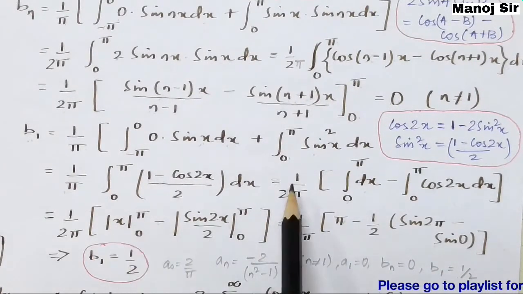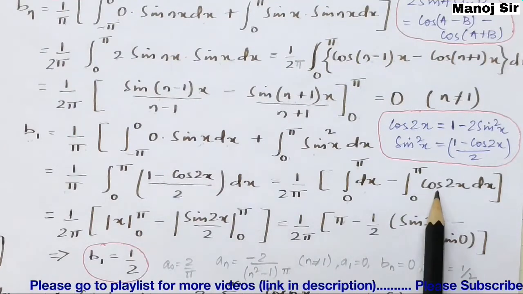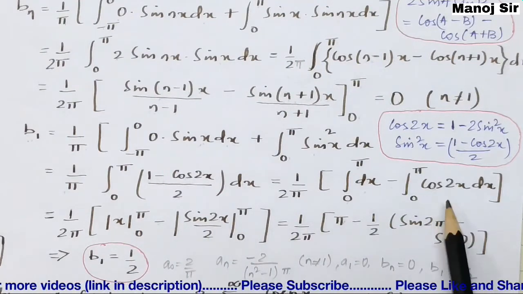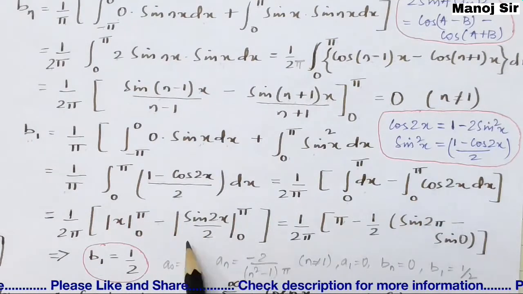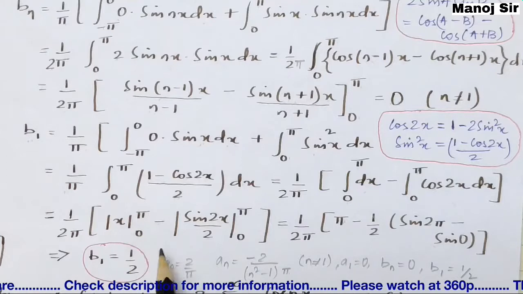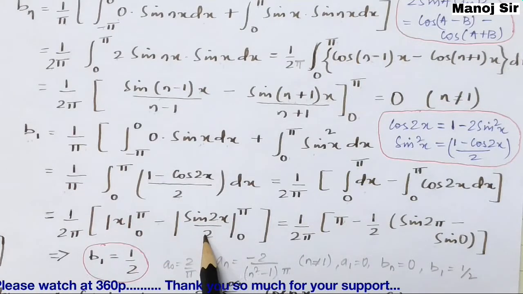here you are going to get x. 1 upon 2 pi is as it is. Here you will get x, limit is from 0 to pi. Here you will get sine 2x upon 2. Integration of cos is sine. Integration of dx is x. So x, limit is from 0 to pi. Here we have sine 2x upon 2.